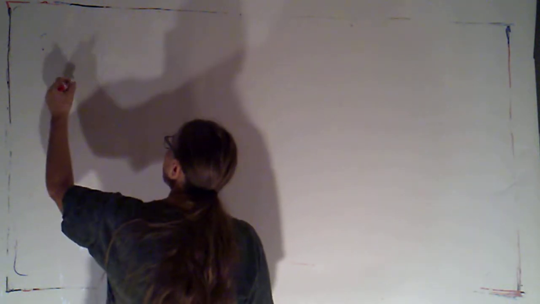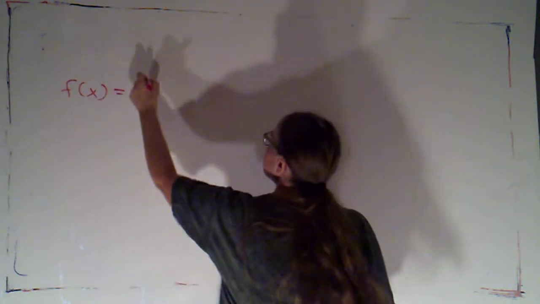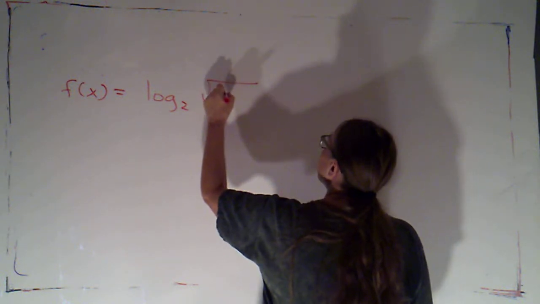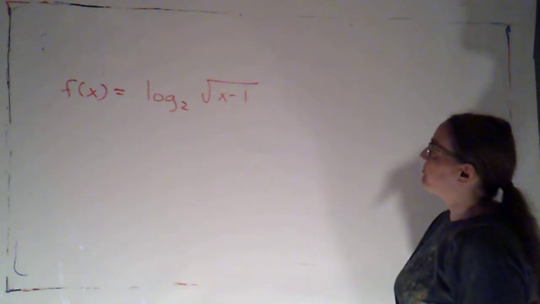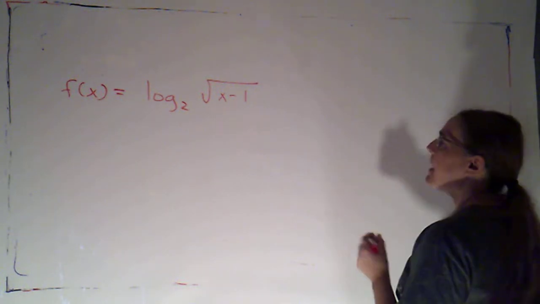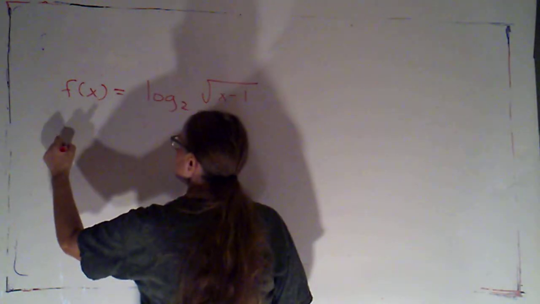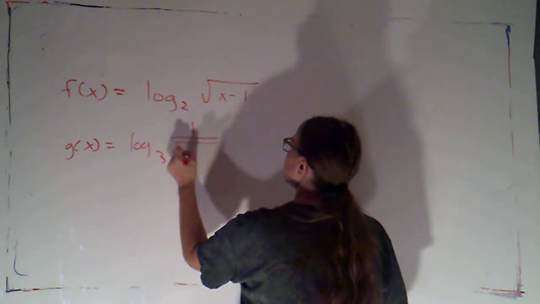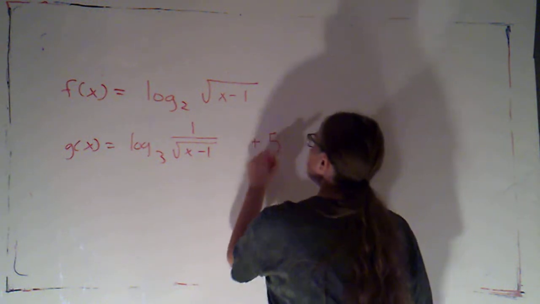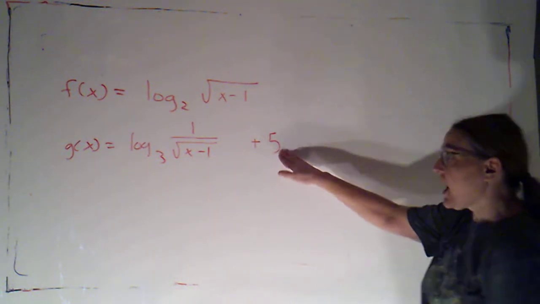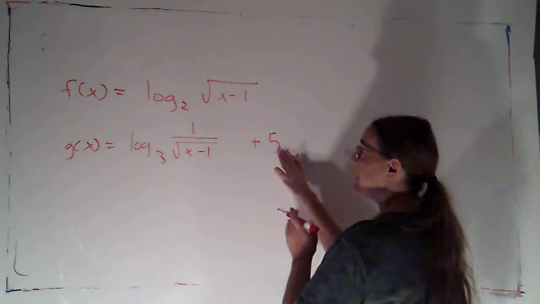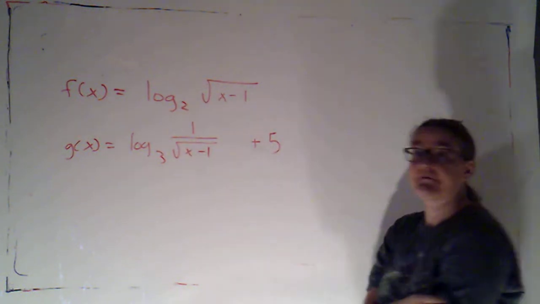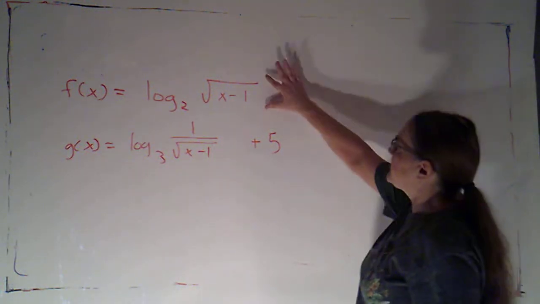So let's just take a look at two other functions. Let's say I've got f of x is the log base 2 of the square root of x minus 1. All right, and I want to compare that to g of x, which is the log base 3 of 1 over the square root of x minus 1, plus 5. Now, that plus 5 is not part of the argument. If it were, I'd have to have parentheses here. Since there are no parentheses, we're adding 5 after we take the log.